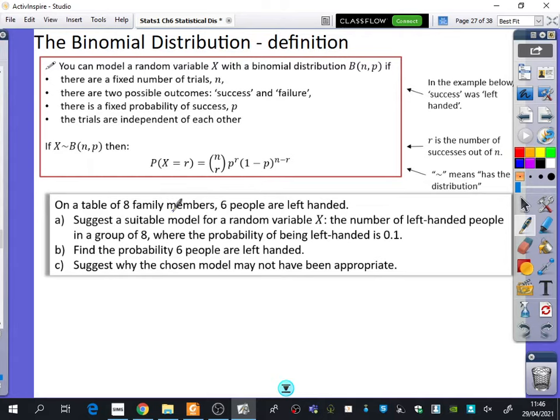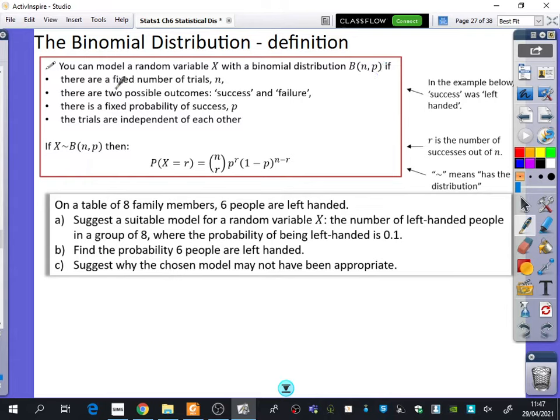So it says here that you can model a random variable x with a binomial distribution, and I'm going to tell you what this means in a second. B for binomial. N is going to stand for how many times you play the game, and P is the probability of being successful at that game. You are allowed to use the binomial distribution in these 4 different things that you've got here.